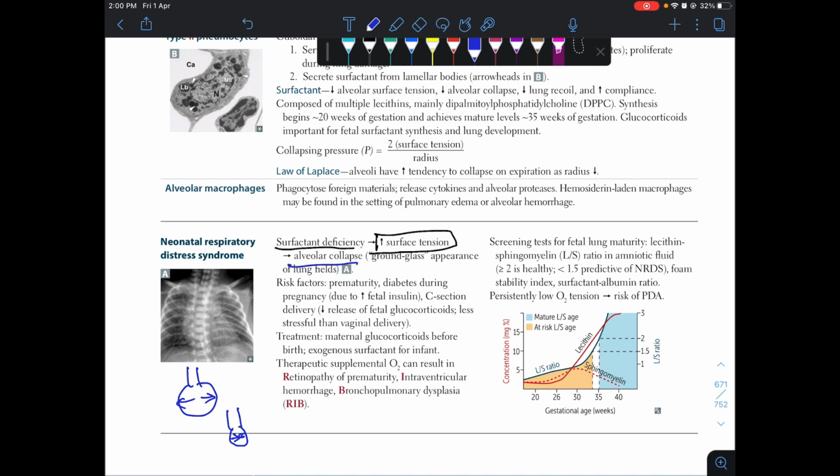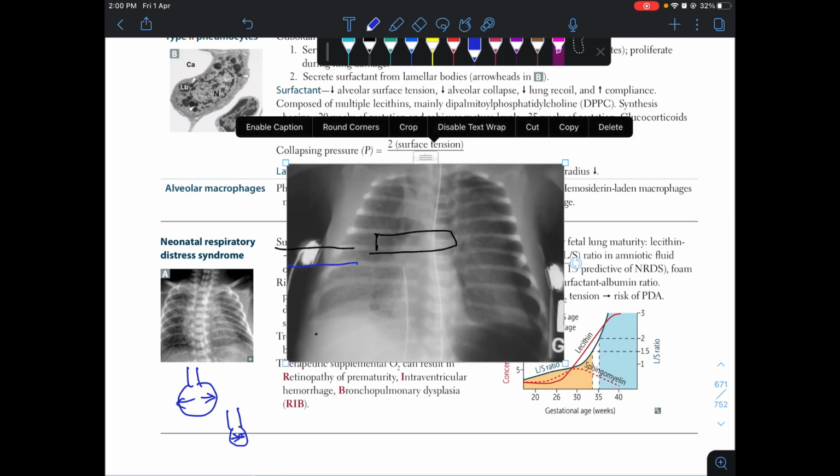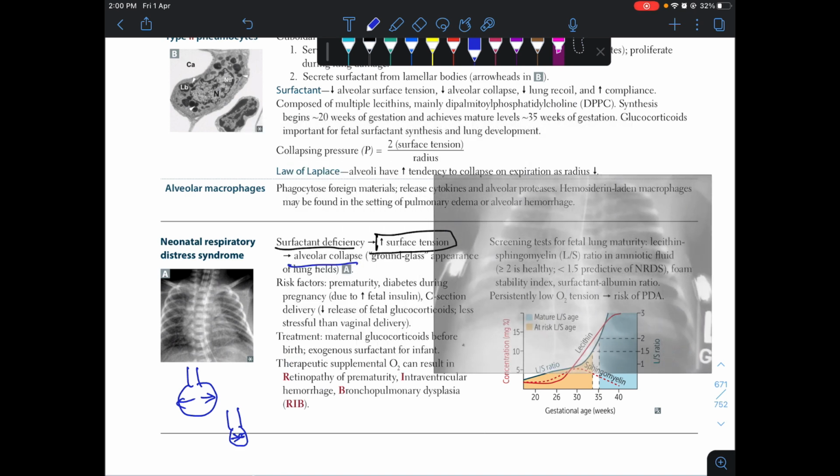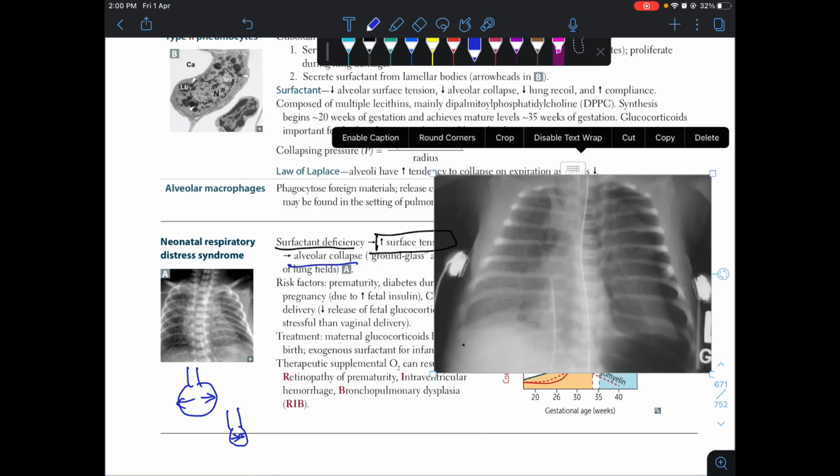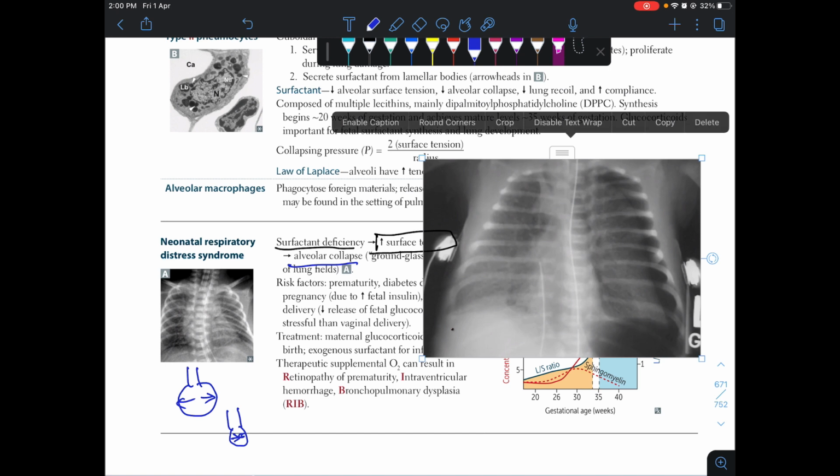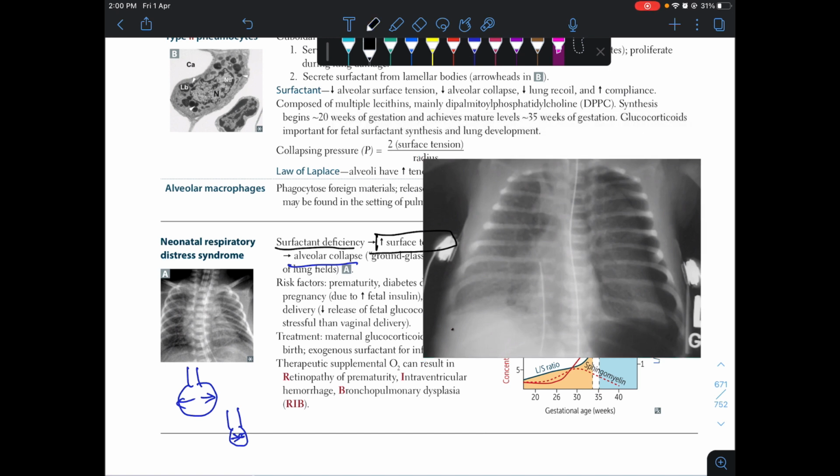There will be alveolar collapse, and this can be seen as a ground glass appearance on the lung field. As we can see here, this is the premature baby, and here we can see the haziness and ground glass appearance in the lung field.